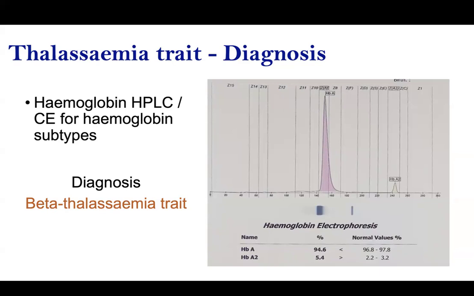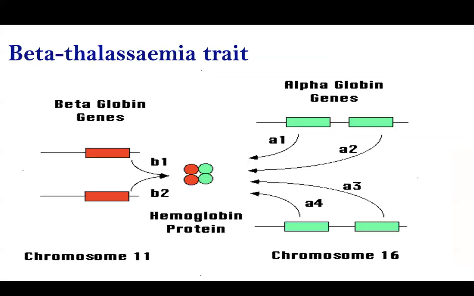Now what? Now what's the management? Reassure the patient. Family screening. Yes, family screening is important because someone, mother or father, or maybe both, may be having beta thalassemia trait. Someone said pediatrician.